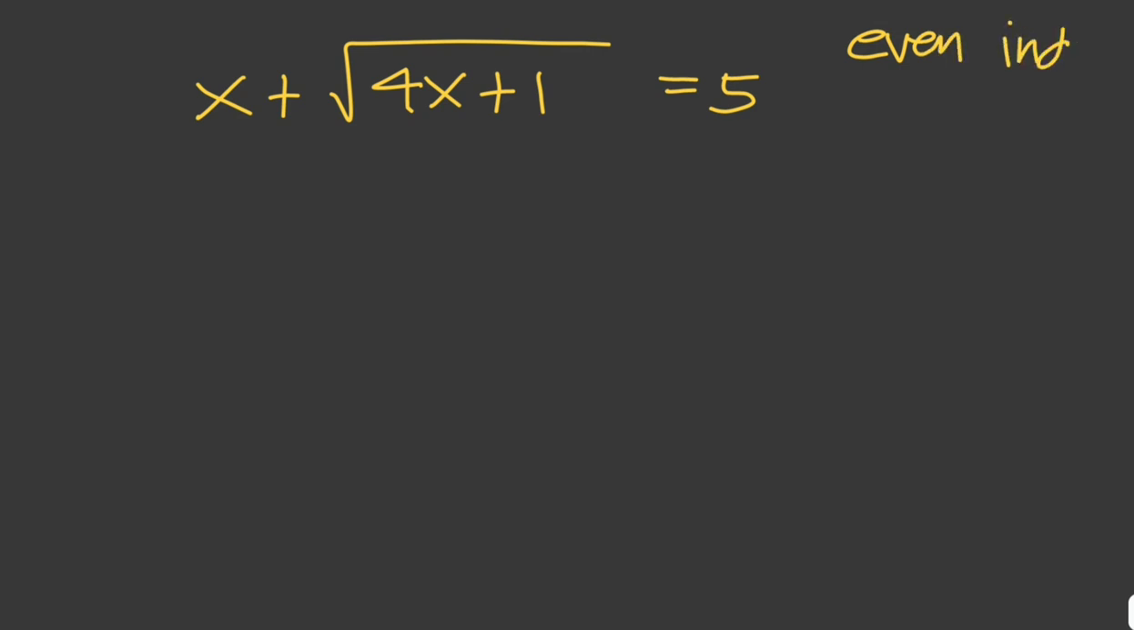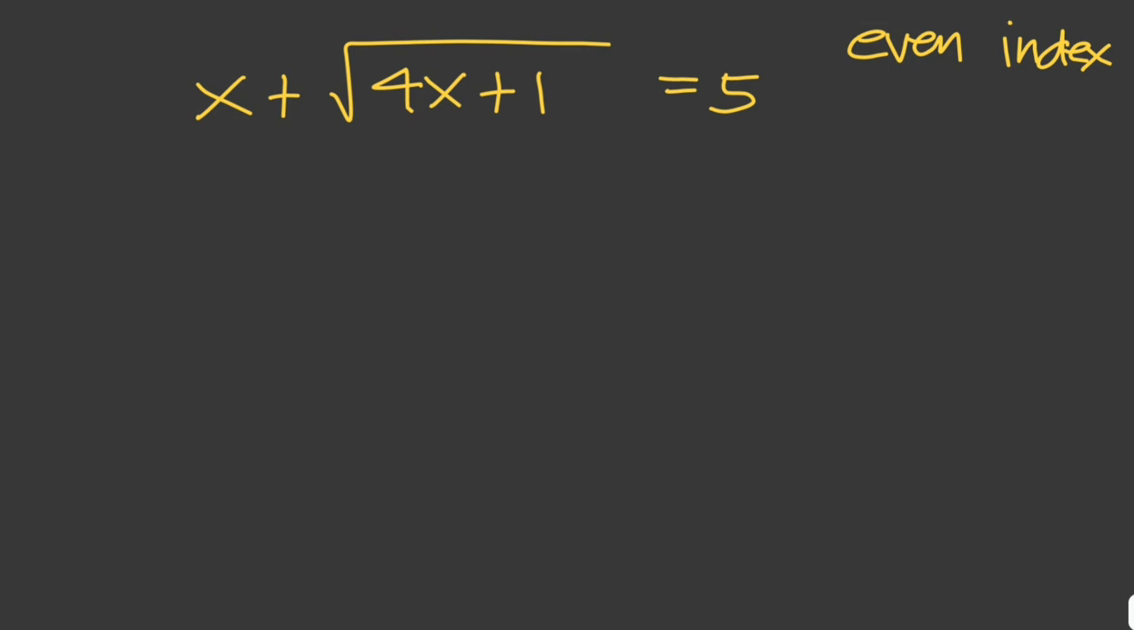Say, for example, we're given this problem: x plus square root of 4x plus 1 equals 5. We cannot directly raise this to the power of 2. And take note, we have a square root here, and that means we have an even index. That also means that when we have solved for the value of x, we have to check the solution by plugging it back into the original problem, which is this one.